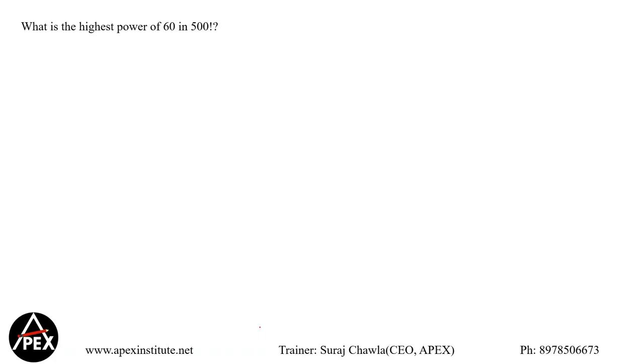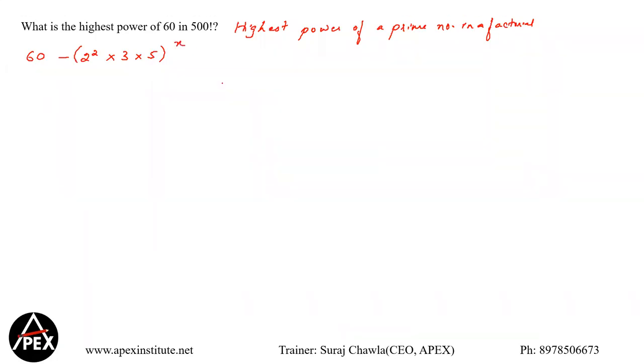Yep, now when we are looking at 60, the highest power of 60 in 500 factorial, we have a method to calculate the highest power of a prime number in a factorial. Our job is to see what the prime factors of 60 are. I know 60 is 4 into 15. So 4 can be written as 2 square and 15 can be written as 3 into 5. So I need to see what is the maximum power that a combination of these three would give us.